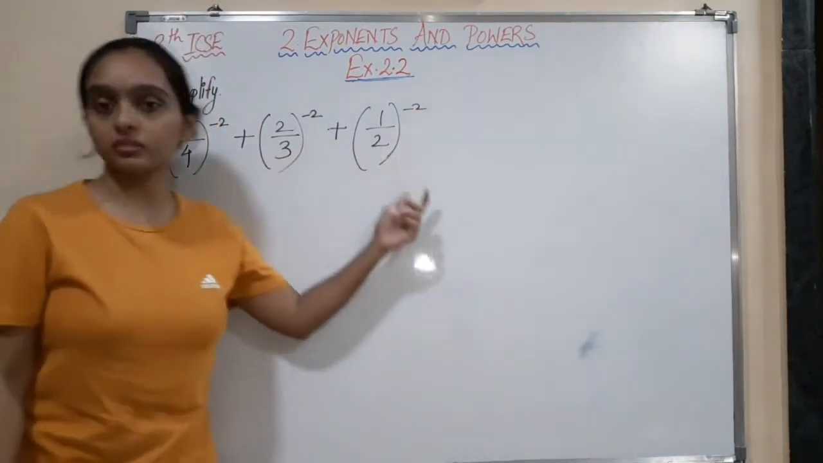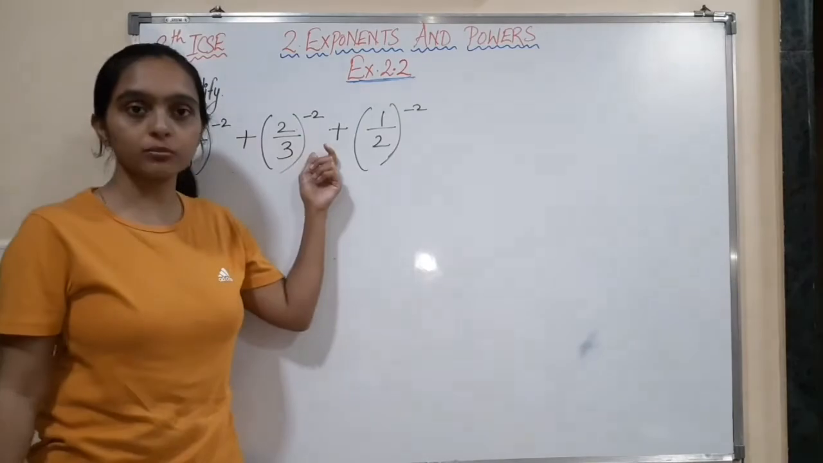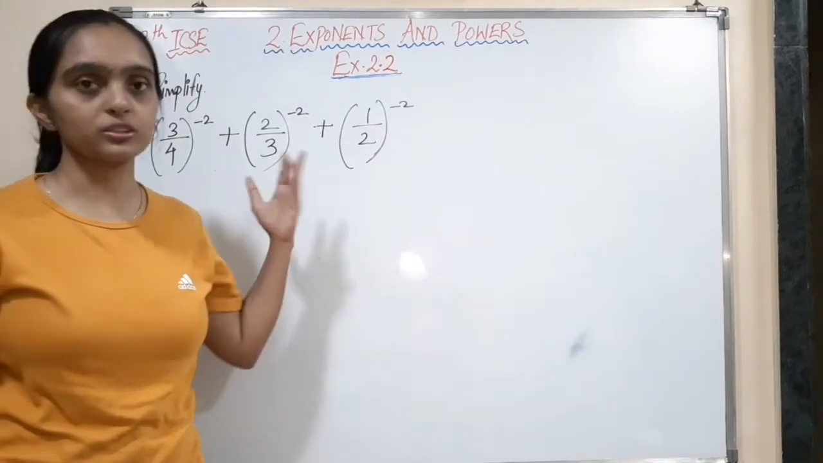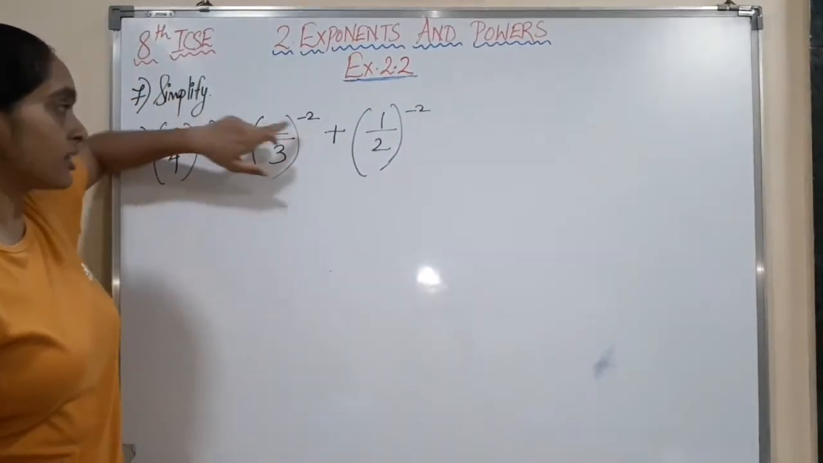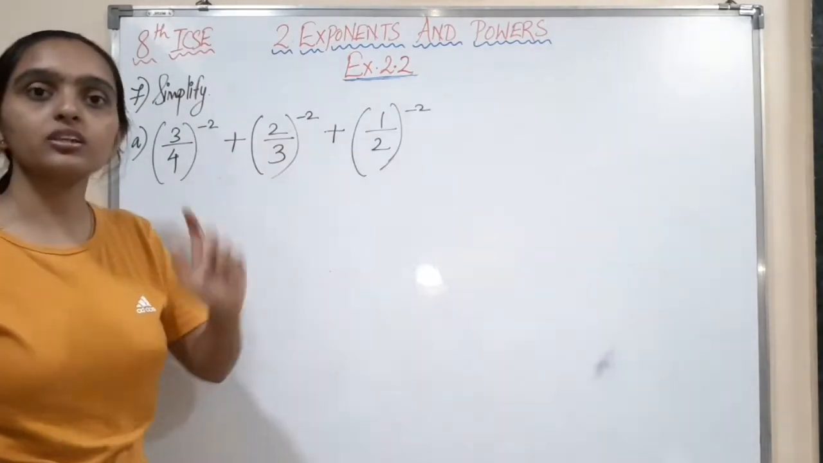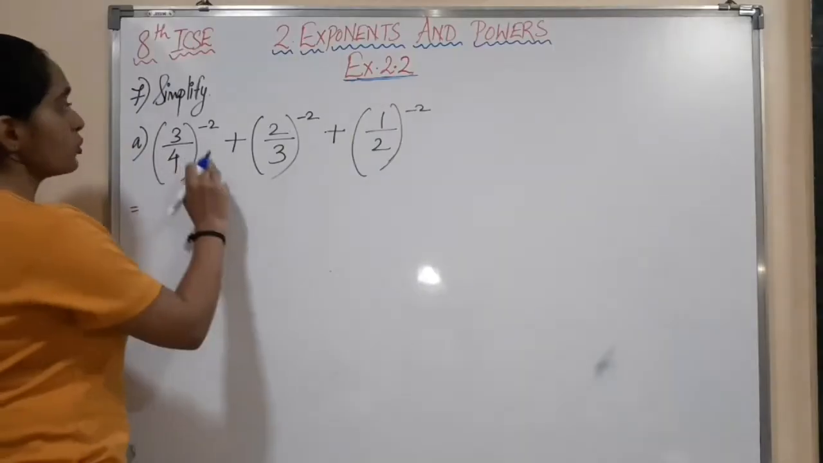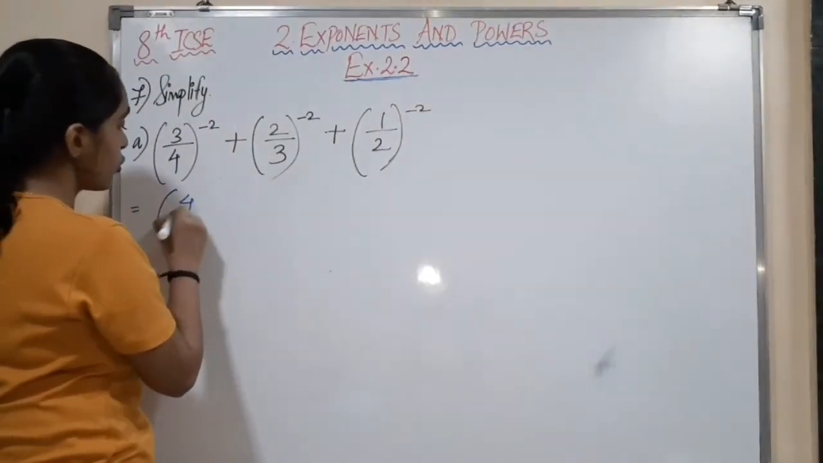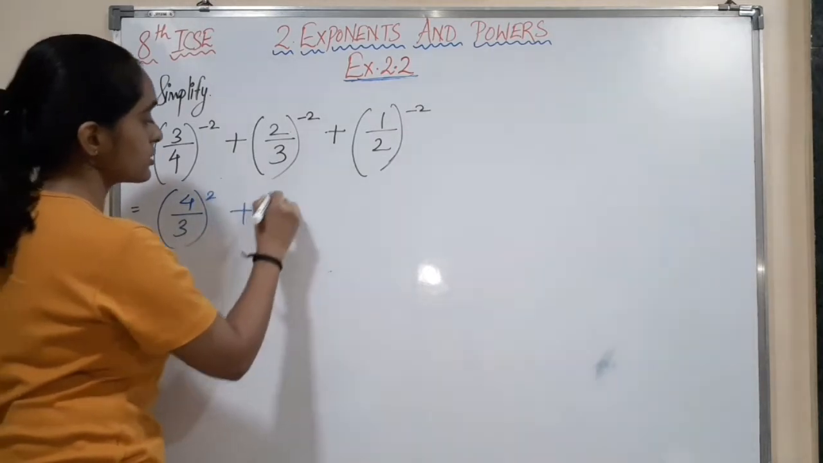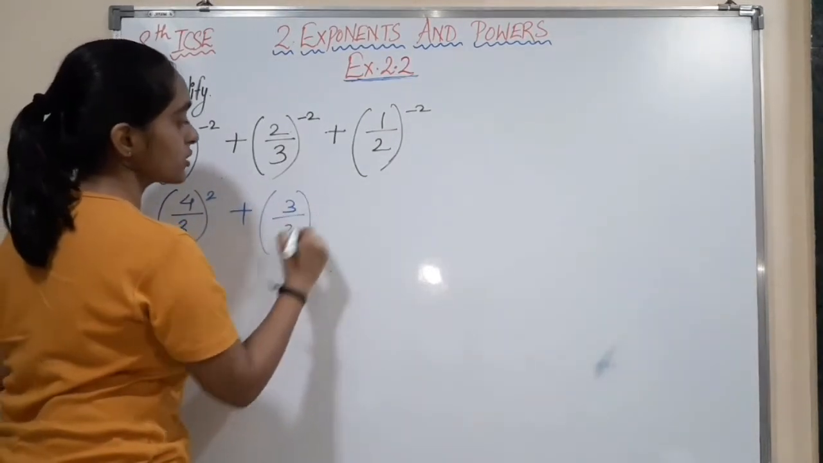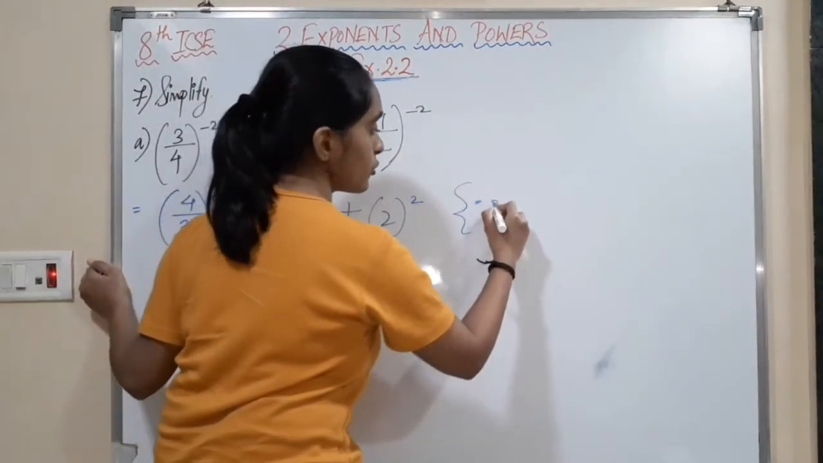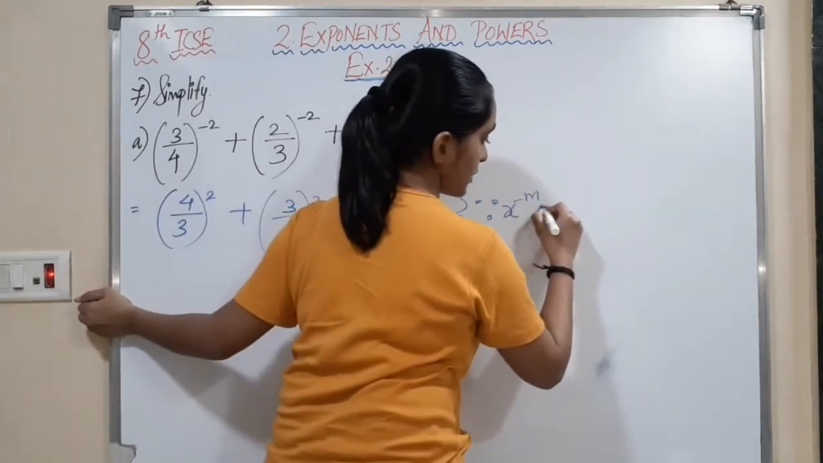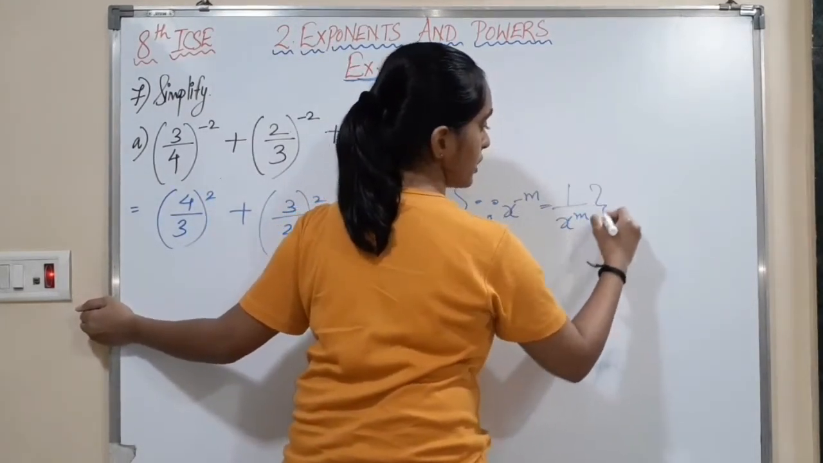So here 3 rational numbers are there and addition is there in between. And there is no law of exponent for the addition of rational numbers. So here we can replace these negative exponents and then add them using the rules of rational numbers. Okay. So here you will get (4 upon 3) raised to 2 plus (3 upon 2) raised to 2 plus 2 raised to 2, using the formula x raised to minus m equals 1 upon x raised to m.